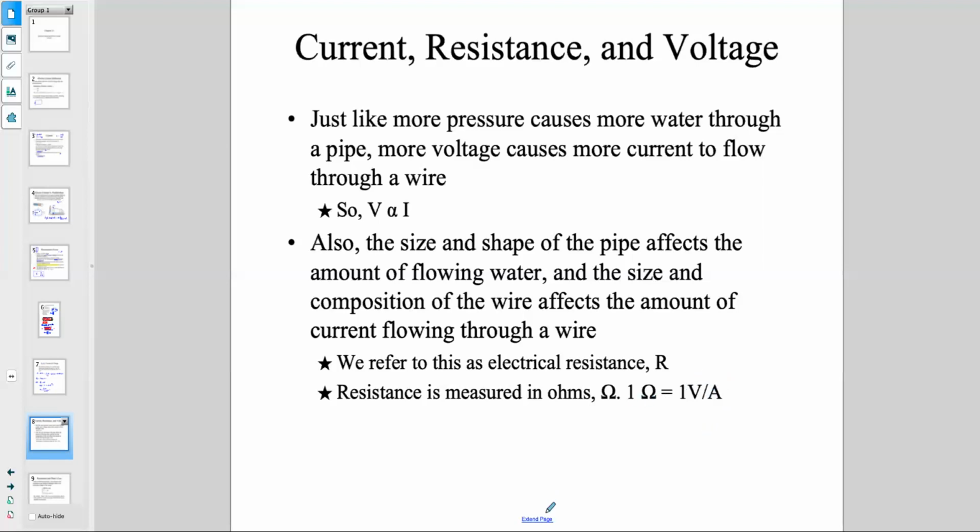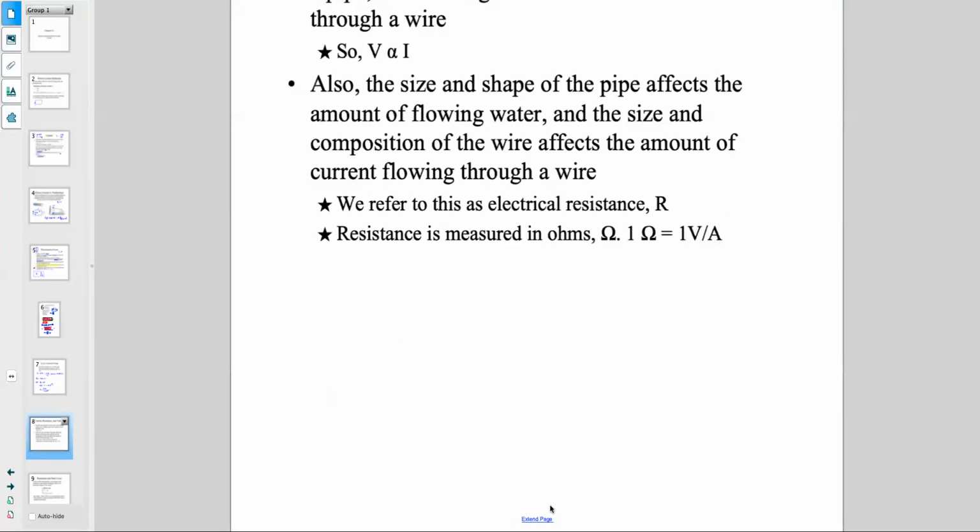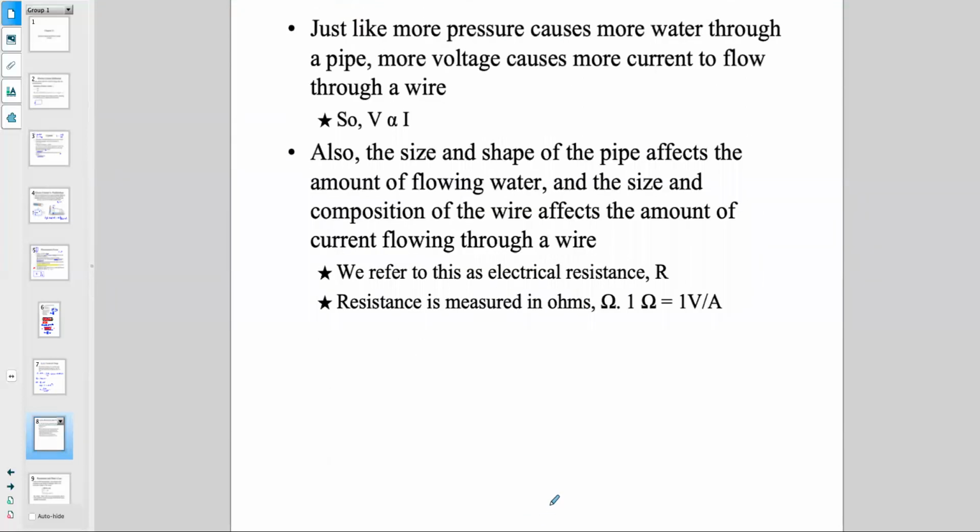So in other words, V is related to I, and I is related to 1 over R. We'll get to that in a second.